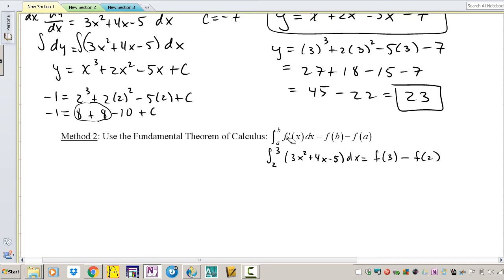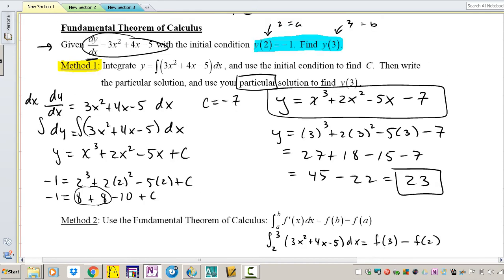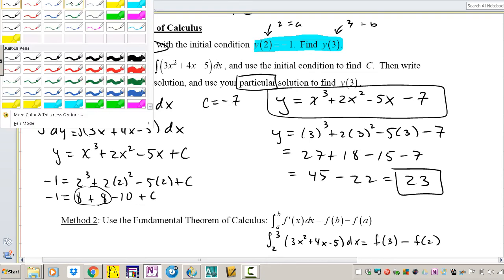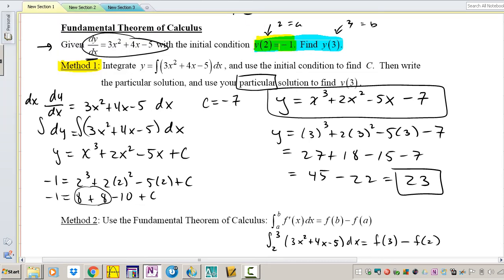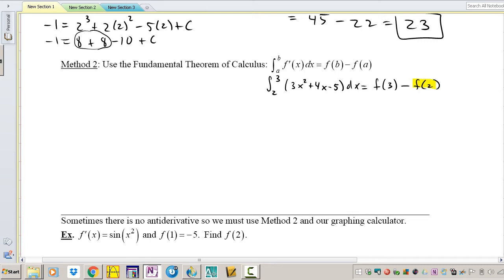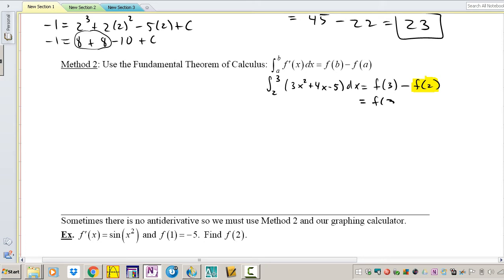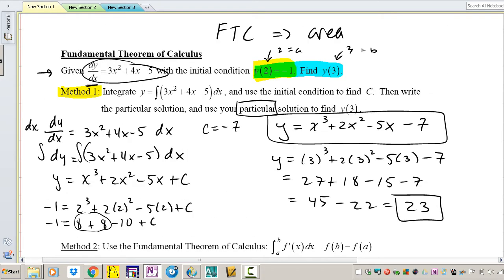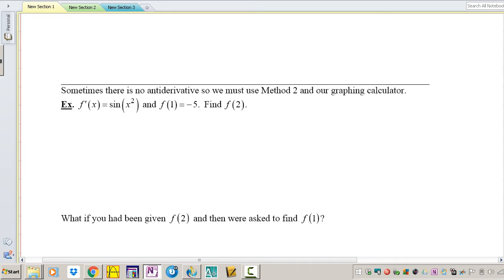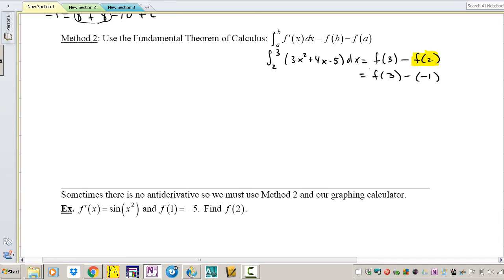Okay, so let me erase this. There it is. Now what in the problem given to me do I know is true? I know that when x equals 2, y is negative 1. So I know that this is a negative 1, which will turn into a positive. But before I do that, what am I solving for? If you look at the problem above, I want to find the value at 3. I want to solve for f of 3.